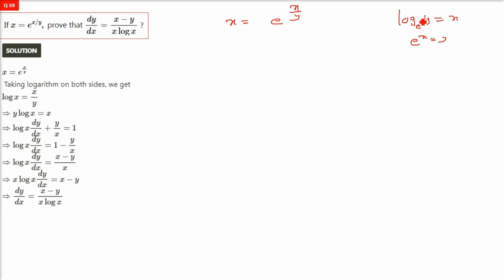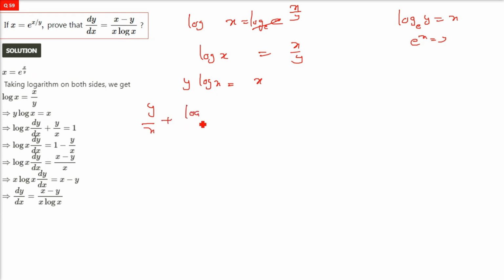And the other thing you have to understand is when you take log and there is log e, it is actually 1 because we are taking log base e. Log e base e is 1 only. So you can just write x by y. So log x equals x by y. Now just cross multiply. y log x equals x.